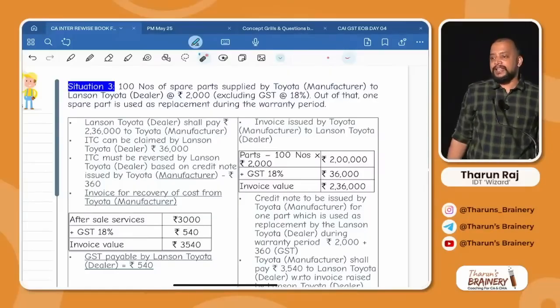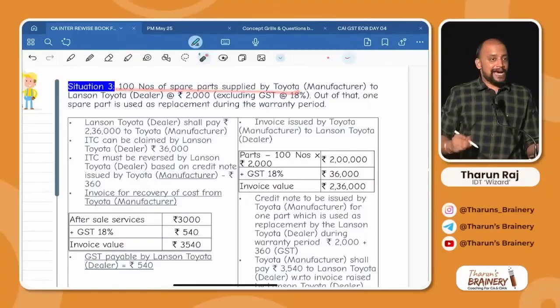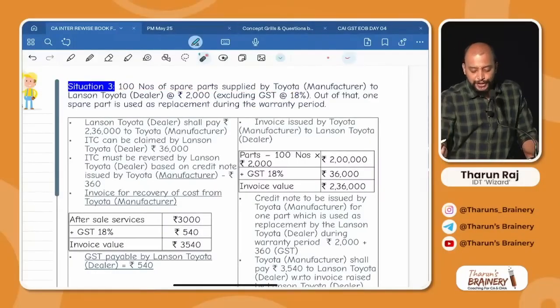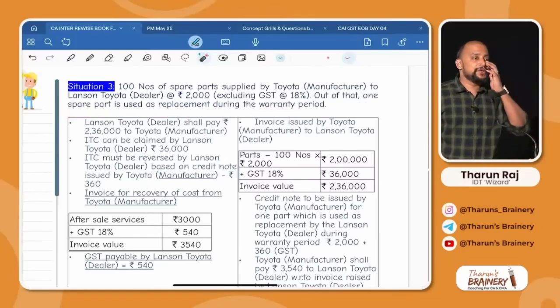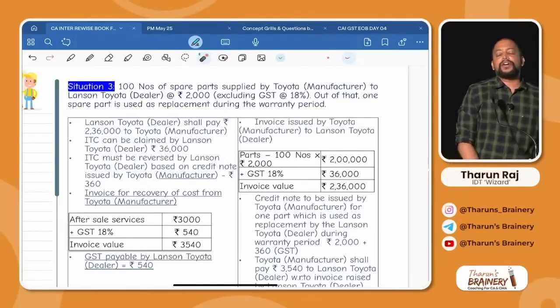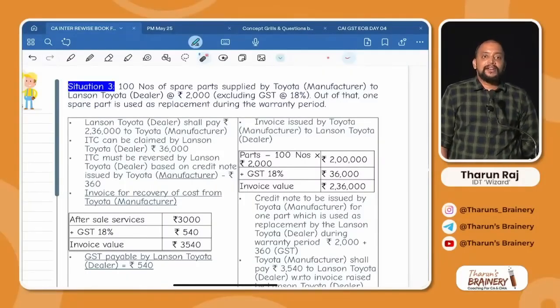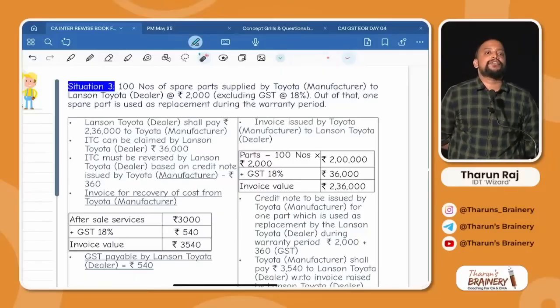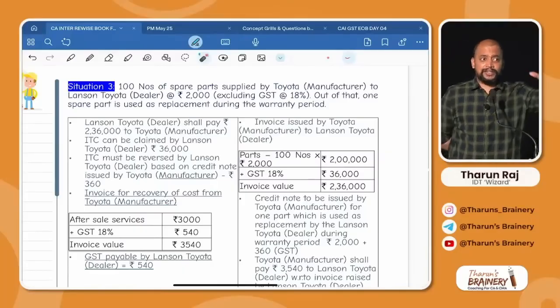Now what is the treatment in this case? First read the situation. 100 numbers of spare parts is supplied by manufacturer to the dealer at 2,000. Out of that, one spare part is used as replacement during warranty period. Okay, then what will happen? Now concentrate. First, from the dealer's point of view, you see how you got that part. It was originally purchased from the manufacturer. So first, how much is the invoice for you? 2,36,000. So first you will take ITC on 36,000, correct?